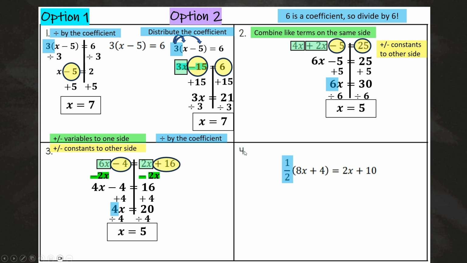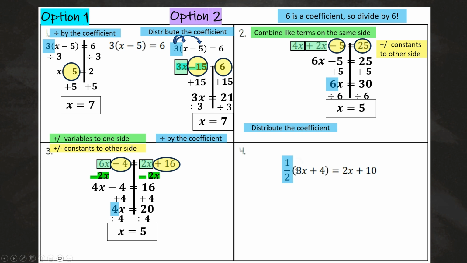Here we have question number 4, and this is a coefficient. Now, I could divide by the coefficient first. However, most students do not know how to divide by a fraction properly. So my recommendation would be to distribute the coefficient to the parentheses first.